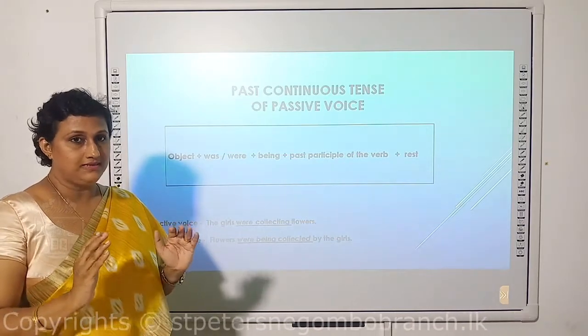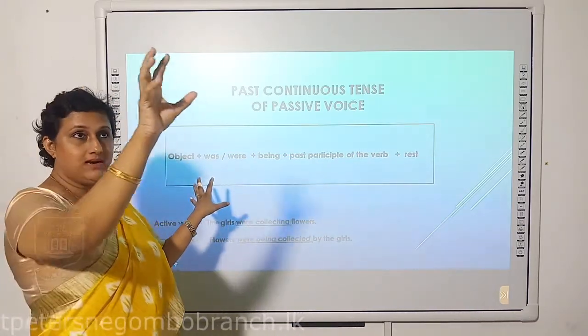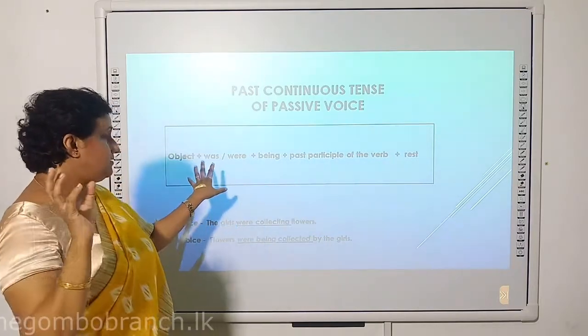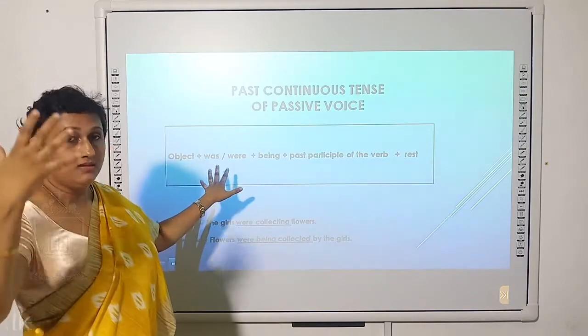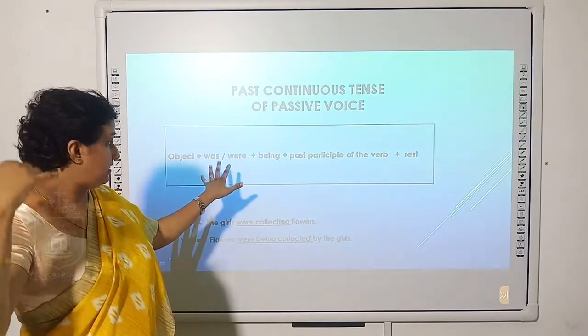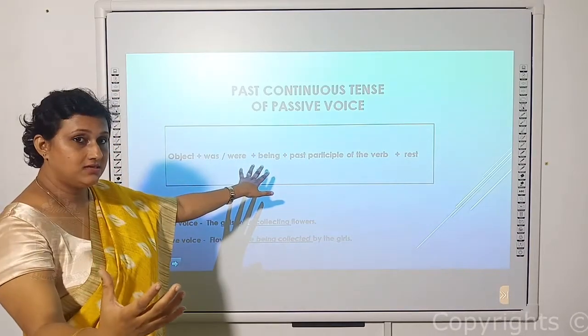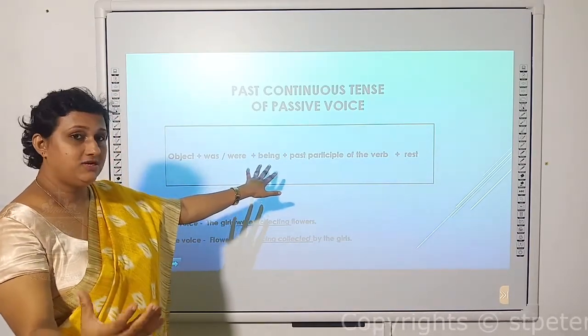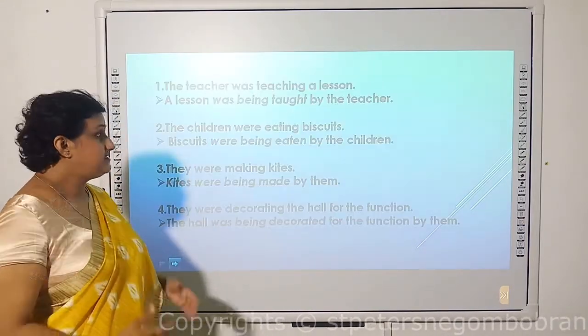It's not complicated, children. Very simple. Take the structure to your head. Am, is, are plus past participle, and before that you have to use being. Now here it's very simple. The past tense of am, is, are is was and were, and then you have this continuous word being, past participle, and the rest. Okay, we move on to the same examples.